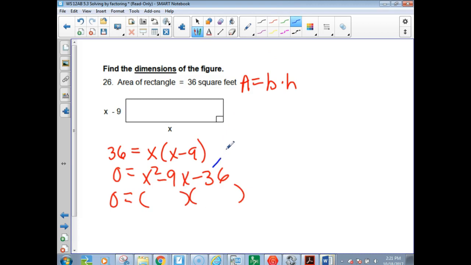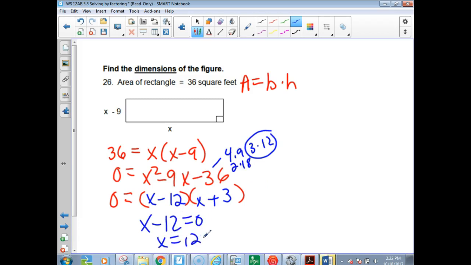Factors of 36. Most of you think of 4 times 9, but don't forget about 2 times 18 and 3 times 12 and 36 times 1. What one do I need to add up to 9? What pair? Yep, 3 and 12. So x minus 12, x plus 3. I need the bigger one to be negative since that negative 9x is in the middle one. I should verify that it is the right factorization. A negative times a positive is a negative. Set the two factors to 0 and solve. I get x is 12 and negative 3.